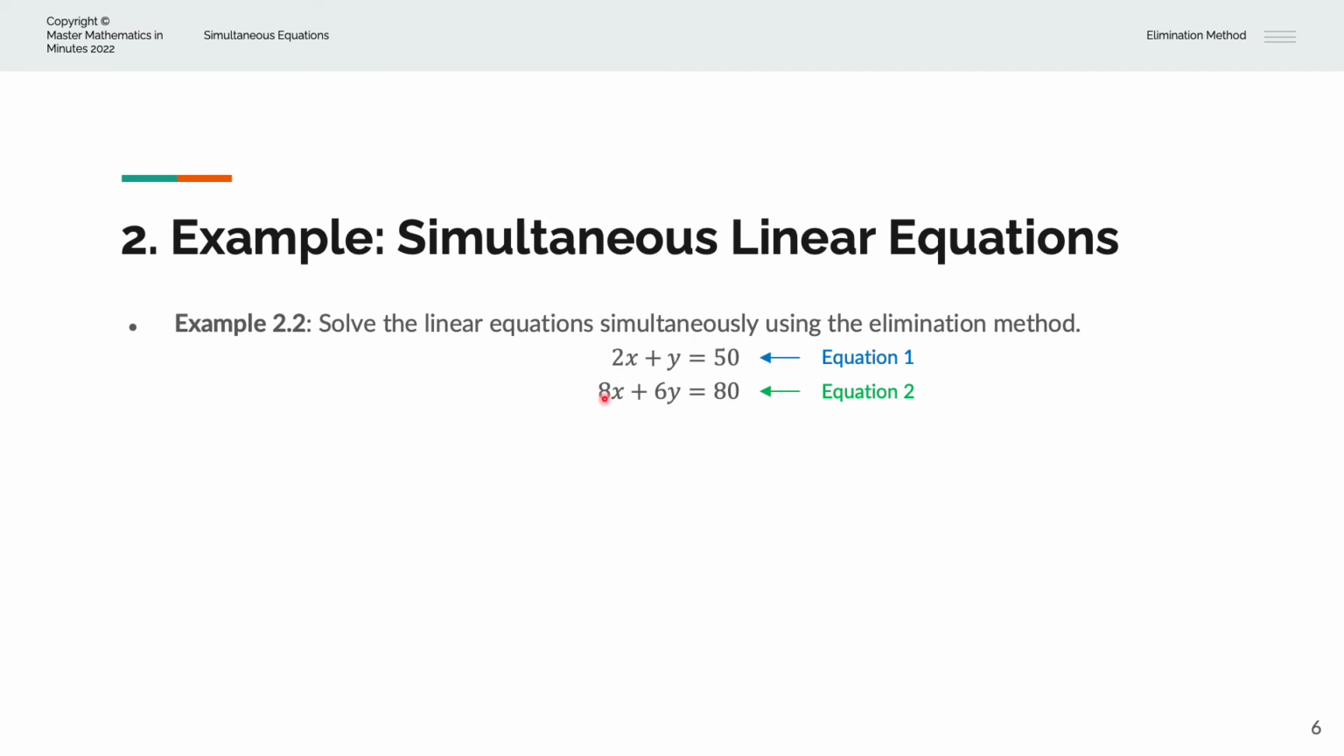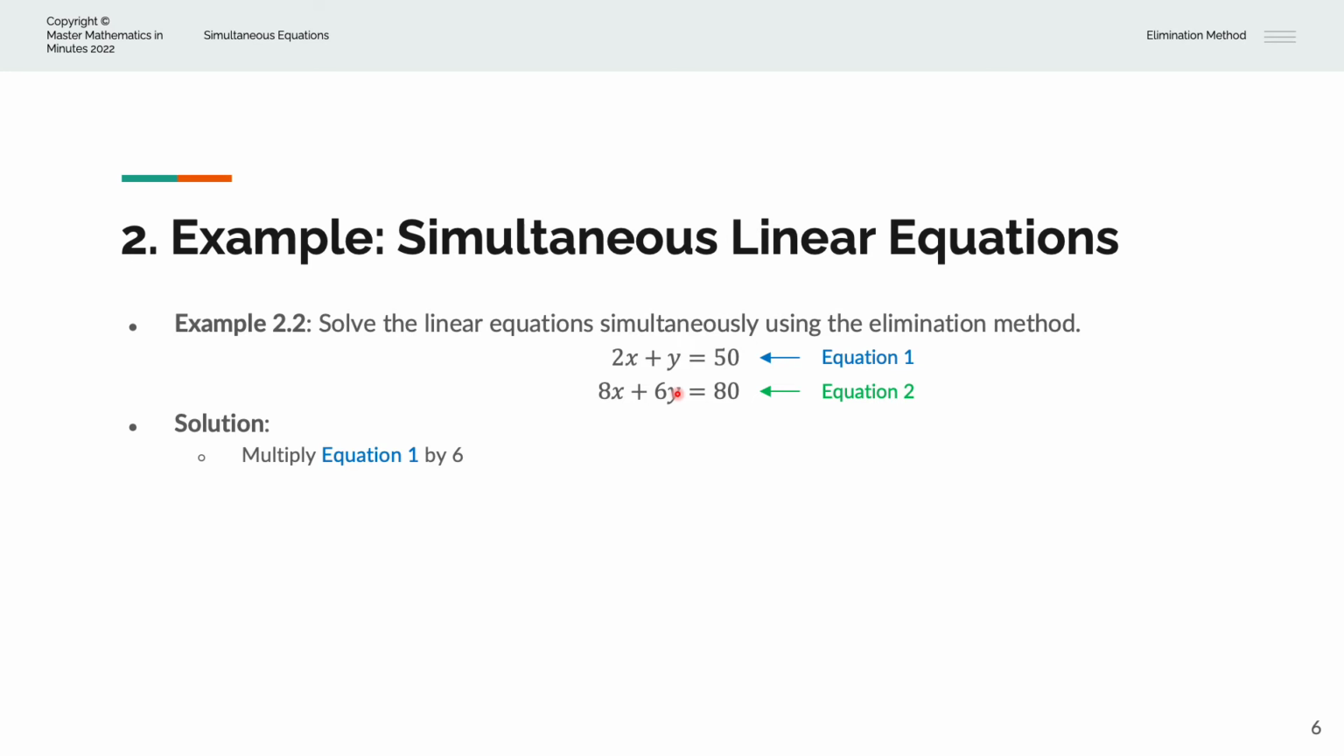So the first case is where we could multiply the first equation by 4. So 2x times 4 gives us 8x, and that's a common term. And we can subtract one from the other to eliminate x. So that is the first case. And the second case is where we could multiply equation 1 by 6, and that gives us 6y, which matches that term in equation 2. And we could subtract one from the other to eliminate y.